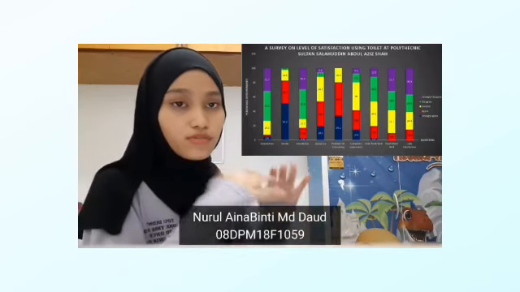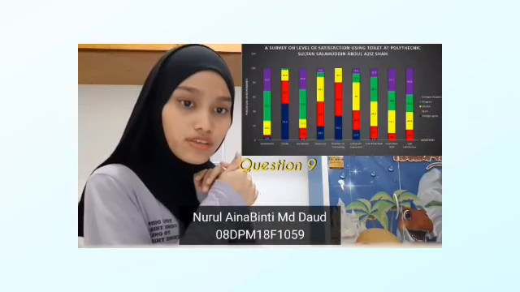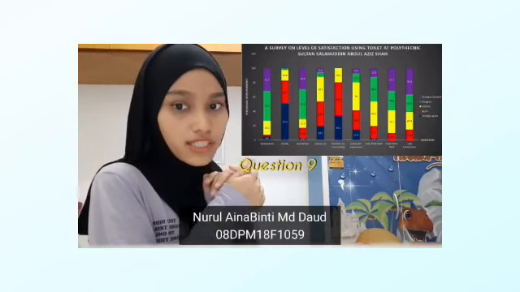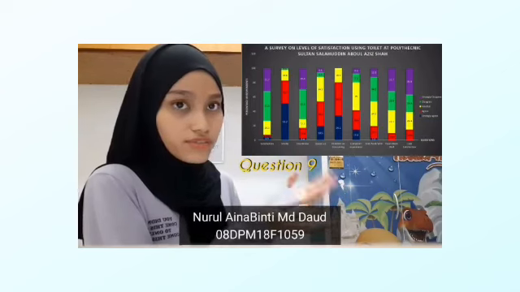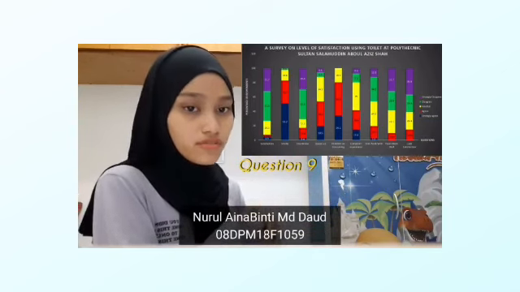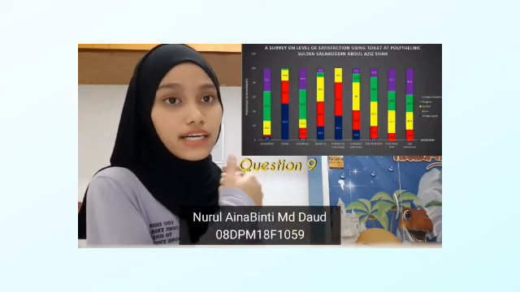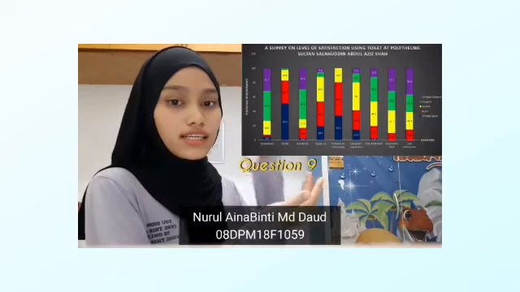Okay, let's move to the last question. Question 9. The majority responded strongly disagree for this question. Okay, we can refer to the graph. We can see that 36.6% strongly disagree that they are not satisfied with the toilet lock.